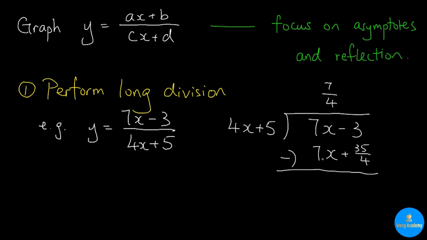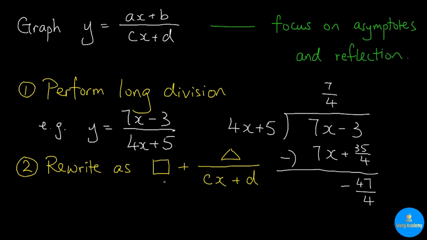7x minus 7x is gone. Negative 3 minus 35 over 4 is negative 12 over 4 minus 35 over 4, which is negative 47 over 4. This finishes the long division with quotient 7 over 4 and remainder negative 47 over 4. In the next step, we will write the rational function in the following form, where the quotient goes here and the remainder goes here. So we have y equals 7 over 4 plus negative 47 over 4 divided by 4x plus 5.